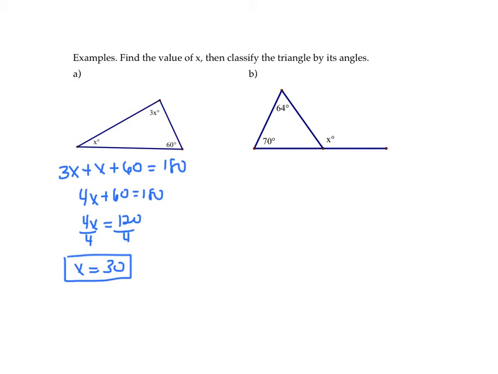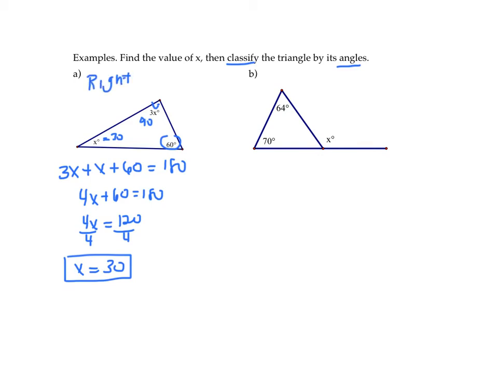Now if you take a look at the directions, it says find the value of x, then classify the triangle by its angles. So we have to give it a name according to what kind of angles we have here. So if x equals 30, and we know that this angle is 60, and this angle, 3 times 30, would give us 90. So according to the angle measures, we have a right triangle here.